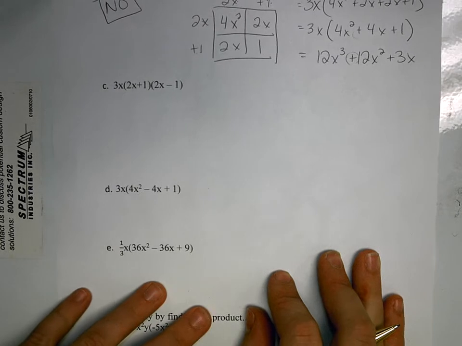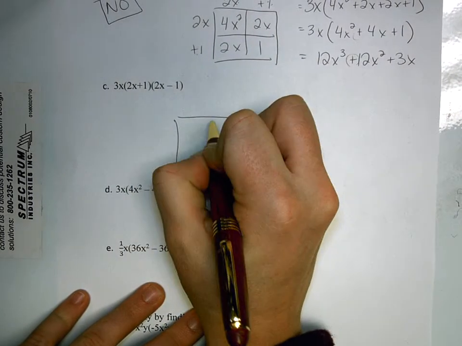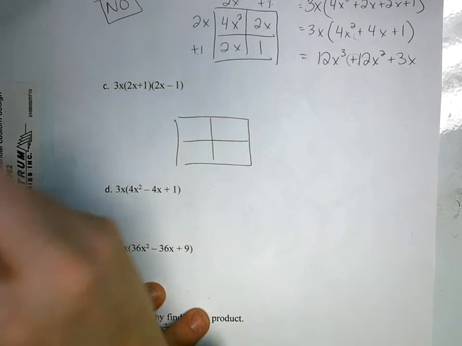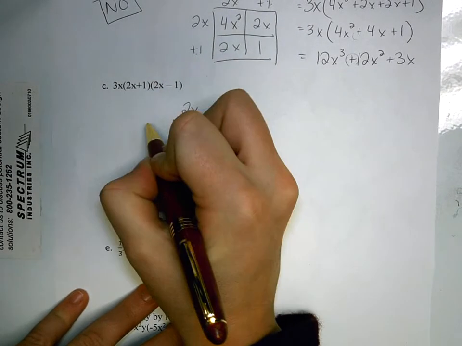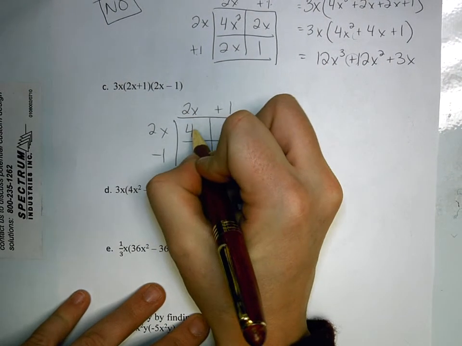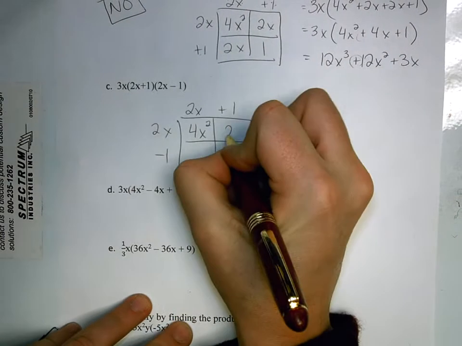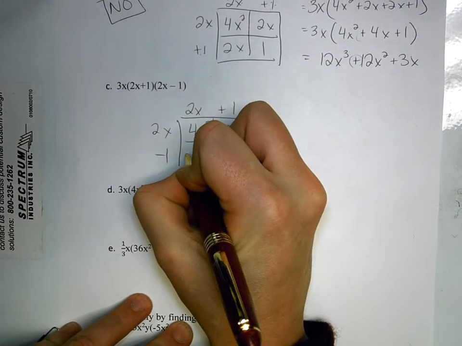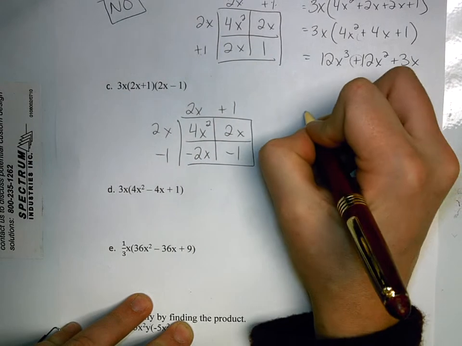Part C. I already have two expressions written out, actually 3 terms that I'm multiplying together. So I'm going to use my area model first and multiply the base and the height. So 2x times 2x is 4x squared. 2x times 1 is 2x. 2x times negative 1 is negative 2x. And negative 1 times 1 is negative 1. I'm going to write all these terms out.